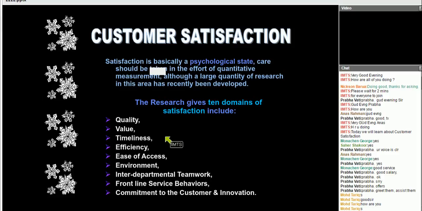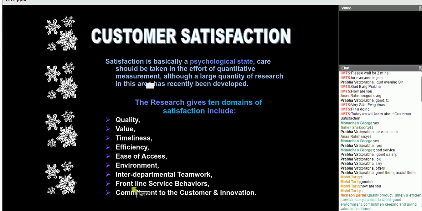Okay, good. So the topic that we are learning today is customer satisfaction. This is the basic definition of satisfaction, and these are the 10 domains or 10 parameters which a customer expects from the organization. From quality product, timely and effective, efficient service, easy access to client, good environment, commitment keeping and giving value to your customers. Okay. Mr. Nixon has summed up the parameters. Good.